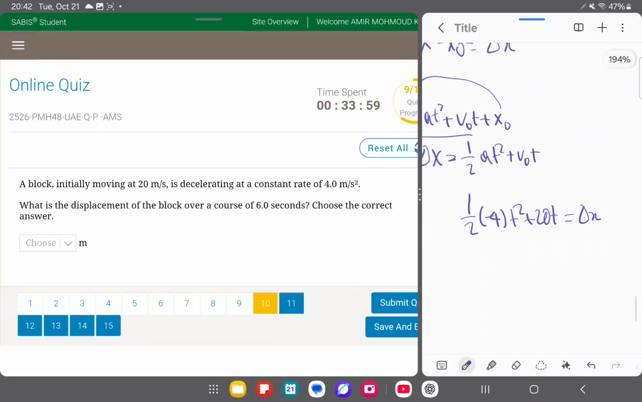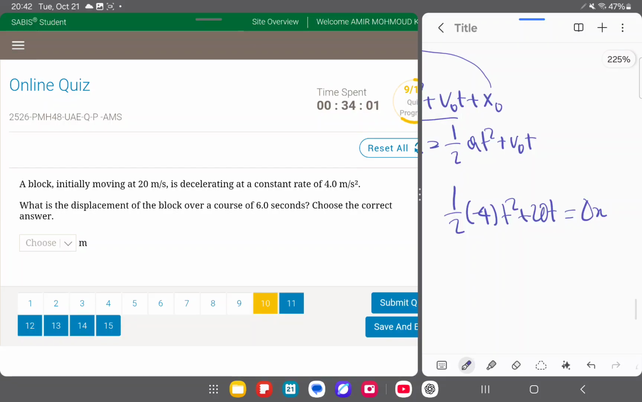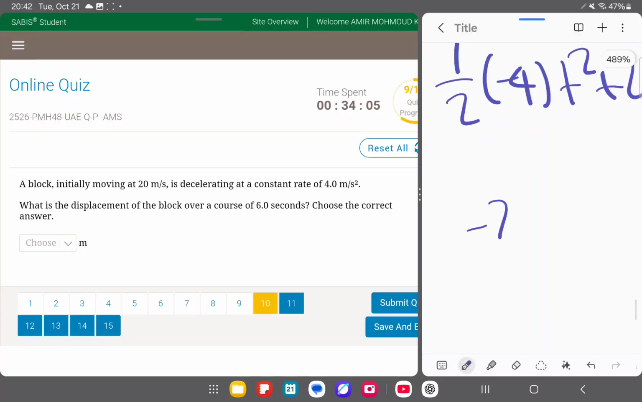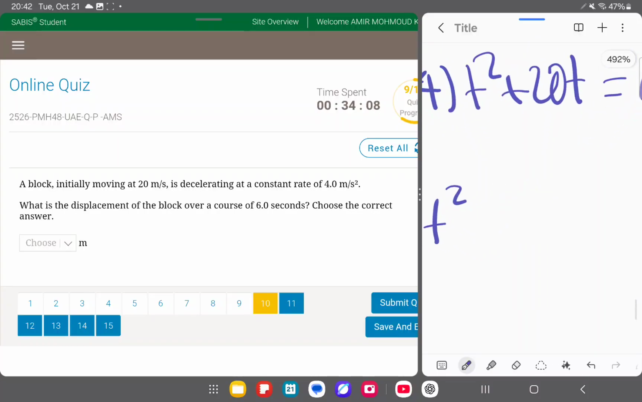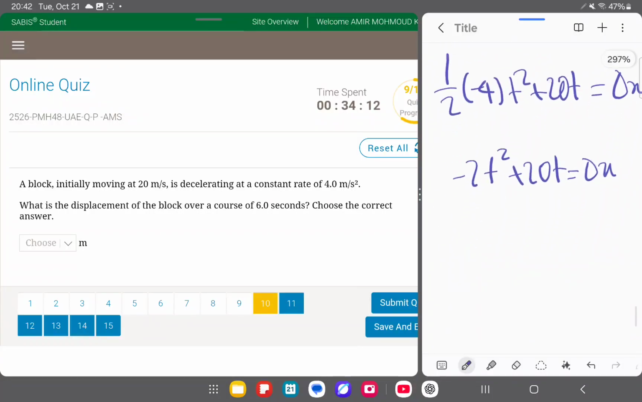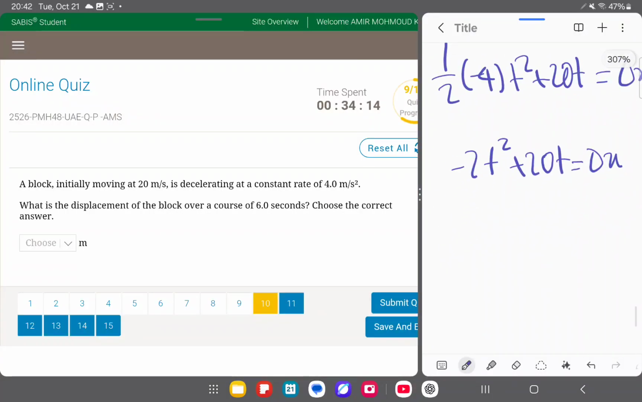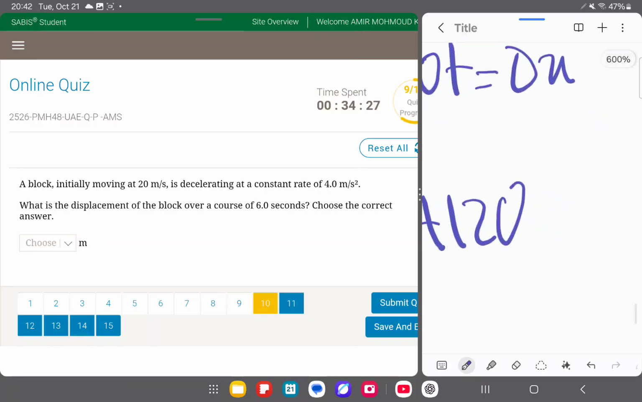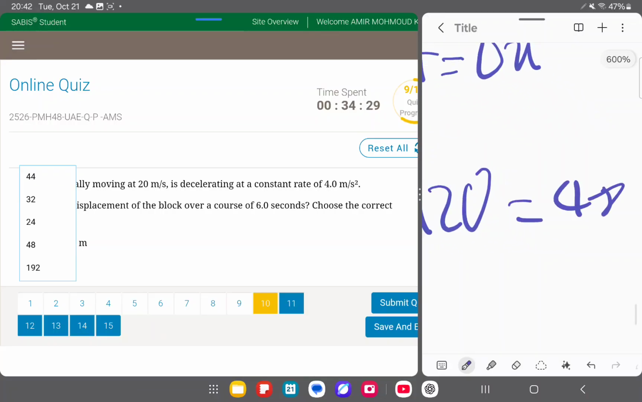Now they're asking for the displacement over the course of 6 seconds. So t is equal to 6. First, let's simplify this. Minus 2t squared plus 20t is equal to delta x. Now we'll substitute t with 6. So 36 times minus 2 is minus 72. And 20 times 6 is 120. So minus 72 plus 120 is 48. So now we have 48.